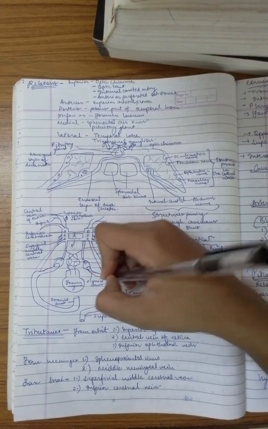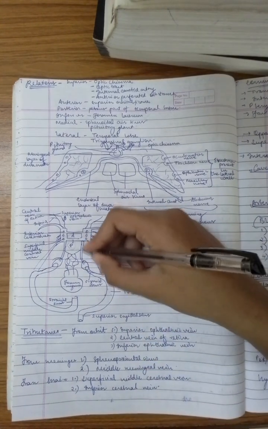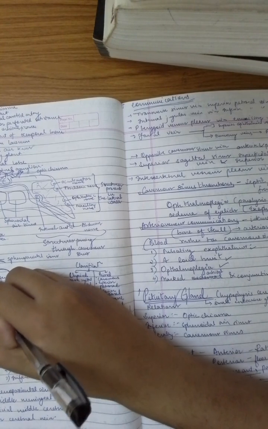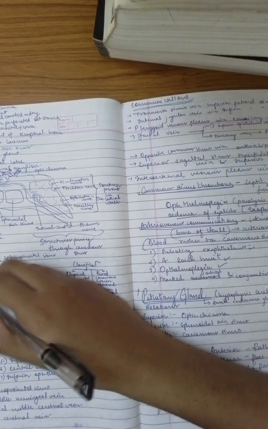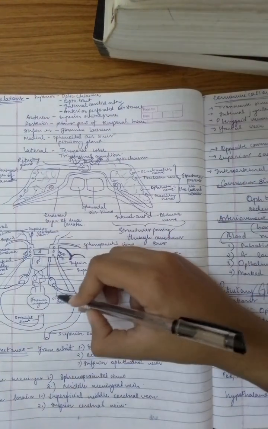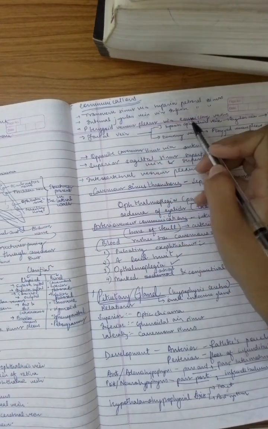Then there is the sigmoid sinus, which forms the internal jugular vein, and it is related to the inferior petrosal sinus. So transverse sinus through superior petrosal sinus, sigmoid sinus through inferior petrosal sinus. Then comes the pterygoid venous plexus via emissary veins.